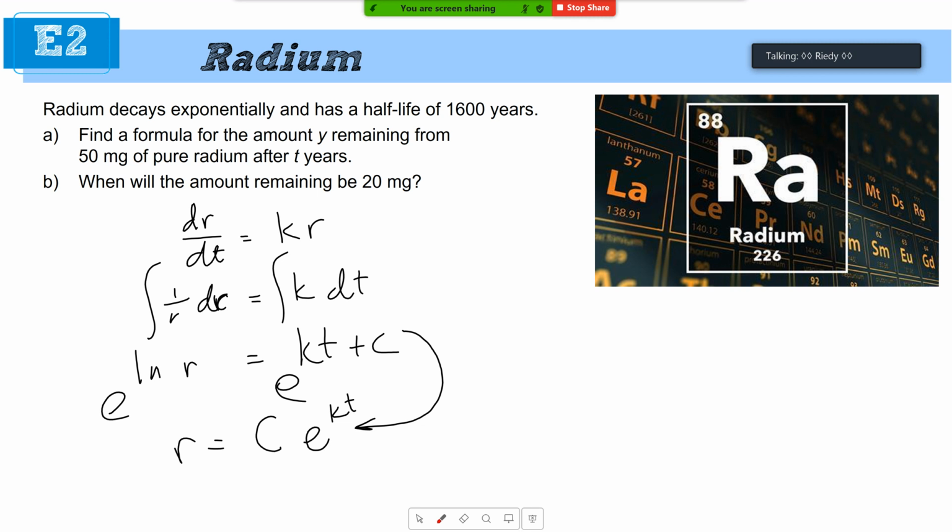Kaylee, how much do you want to start with? 100. 100. So we have 100 tons of radium. After 1,600 years, how much will I have left? 50. Bingo. That's why you're in calculus. We start with 100 e to the kt. Actually, I made a mistake there. 100 e to the 1,600 k.